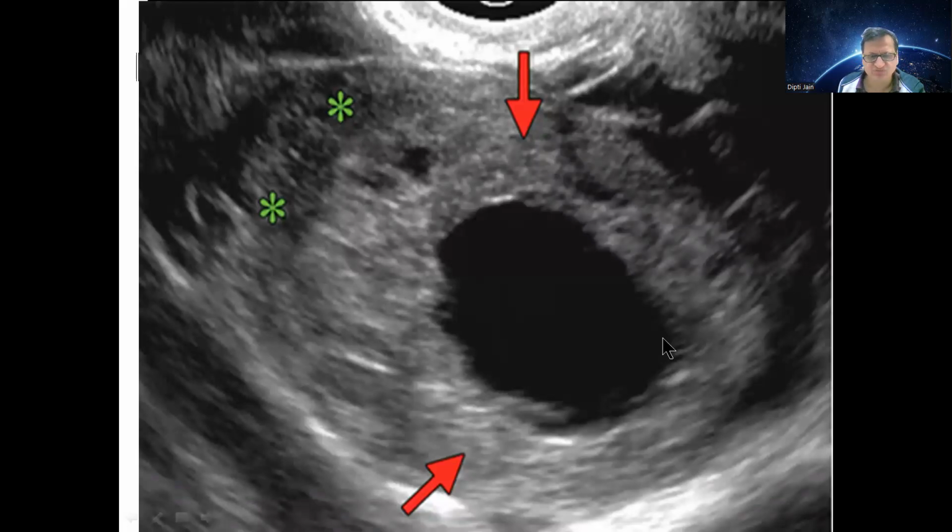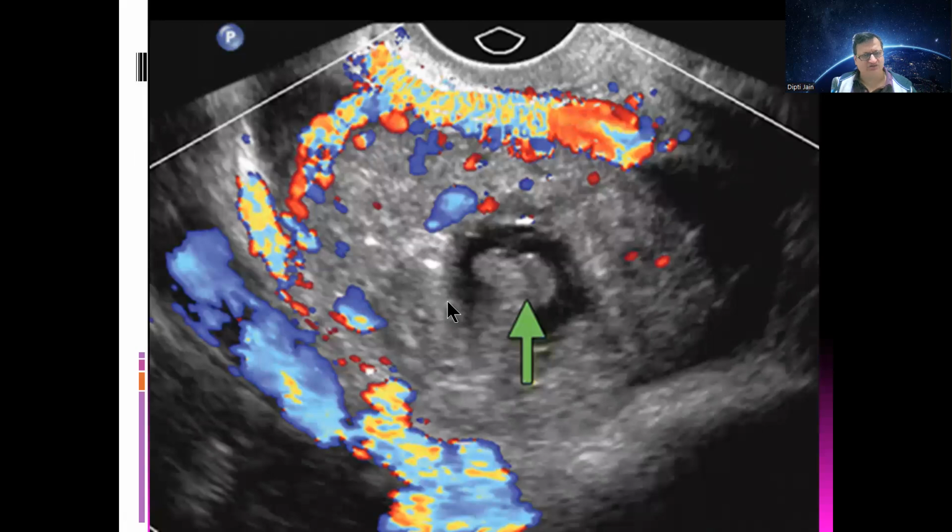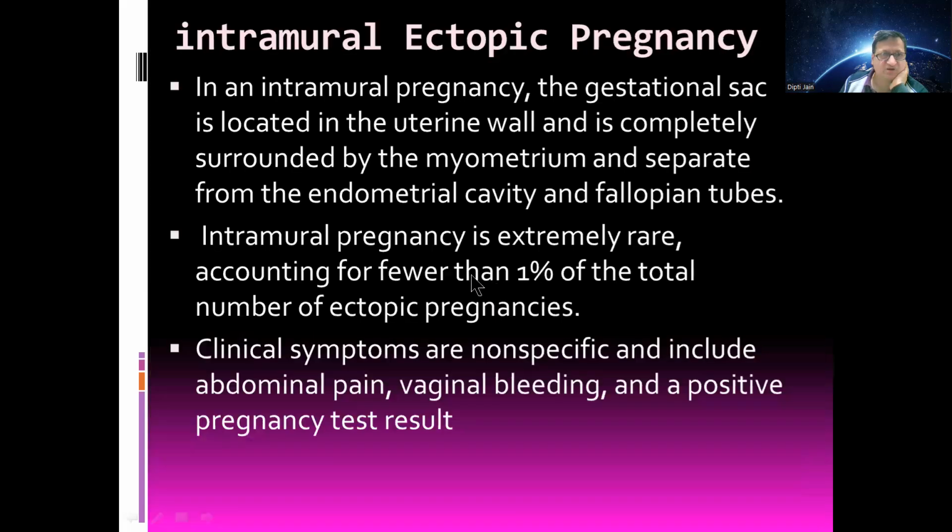This is a case of ovarian ectopic pregnancy. In the ovary, the ovarian follicles are there surrounding it, and there is a thick echogenic rim with a central anechoic area in case of the ovarian ectopic. Peritrophoblastic flow will be present around the ectopic.